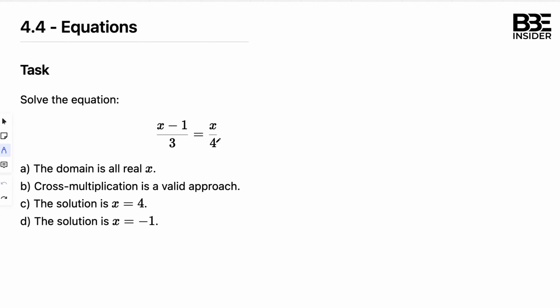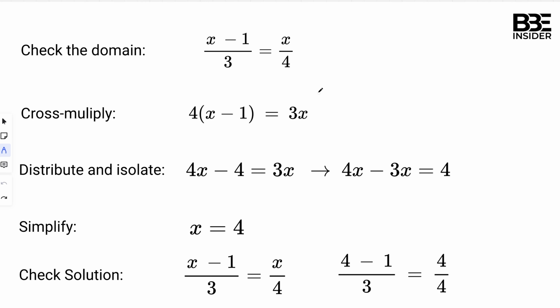To solve this equation, we will need to apply cross multiplication. Let's try it out. First, notice that the denominators are 3 and 4. Since these numbers are constants, there are no restrictions on x from the denominators. In other words, the domain is all real numbers. As we understood the original equation and checked the domain, we need to cross multiply. Multiply the numerator on the left by the denominator on the right and vice versa.